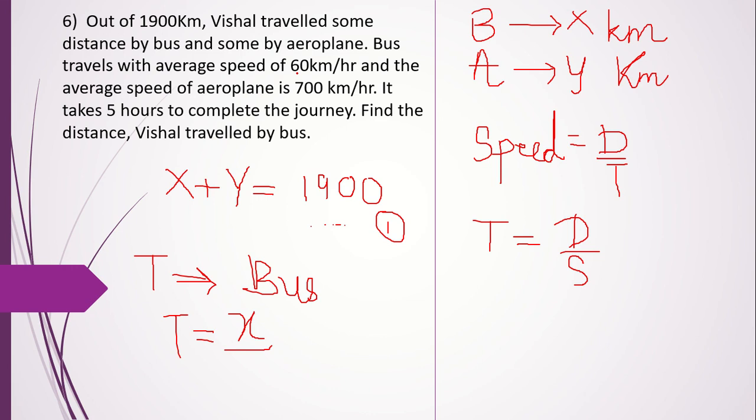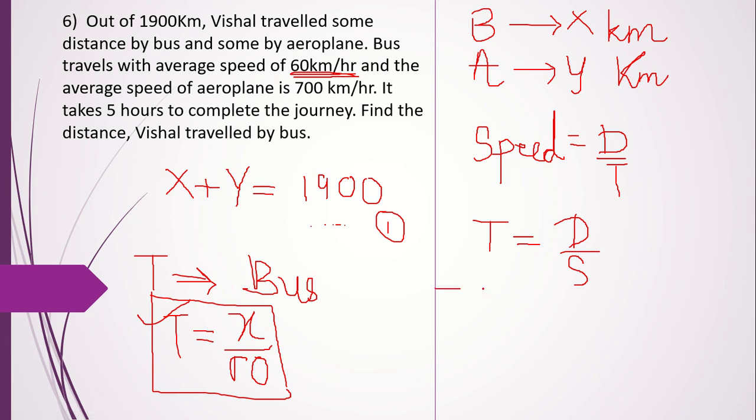The bus speed was 60 kilometers per hour, and the distance traveled by bus is x kilometers. So how much time did he take to travel by bus? To cover that x distance by bus, he has taken time equal to x upon 60. Whatever x distance he covered by bus, he took time x upon 60.